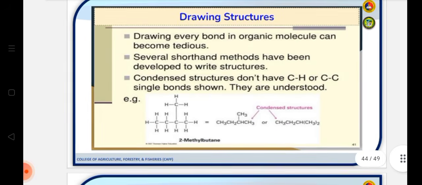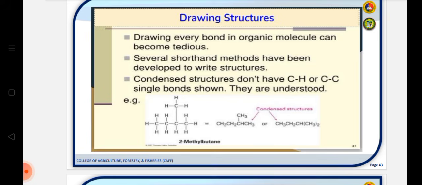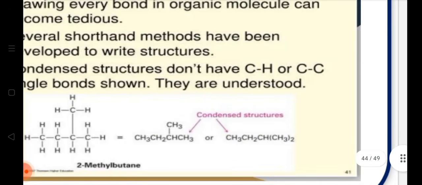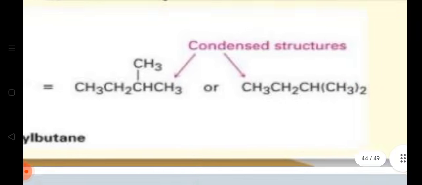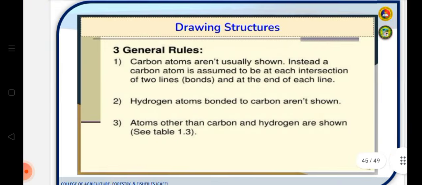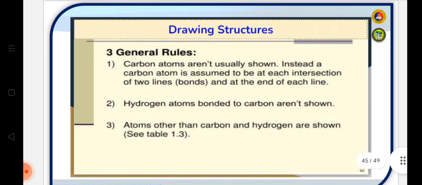So we have drawing structures. Drawing every bond in an organic molecule can become tedious. So several shorthand methods have been developed to write structures. So condensed structures. Natudlo na ninyo ni, di ba? Katong taas na kaayo, nadaghan na kaayo ang CH2, CH2, CH2, pwede ni ibutang sa parentheses para mas shorter siya. Diba? Parentheses CH3, close parentheses, CH3, tapos 2, meaning to say duha ka buok CH3. So mao na, condensed structure. Kani ang molecular structure, kani ang condensed structure. Okay, kamo na bahala og basa anang drawing the structures.